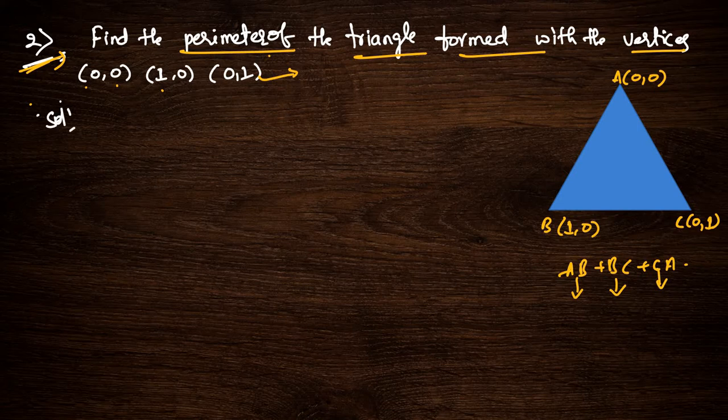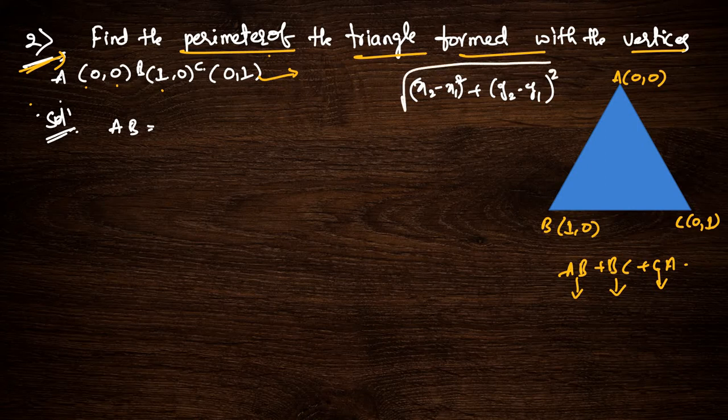Here is the solution. So already we got A, B and C. Now the distance between A and B. So what are the points? These two points. Distance formula: what is the distance formula? Square root of x2 minus x1 whole square plus y2 minus y1 whole square. In this formula we have to substitute these values.